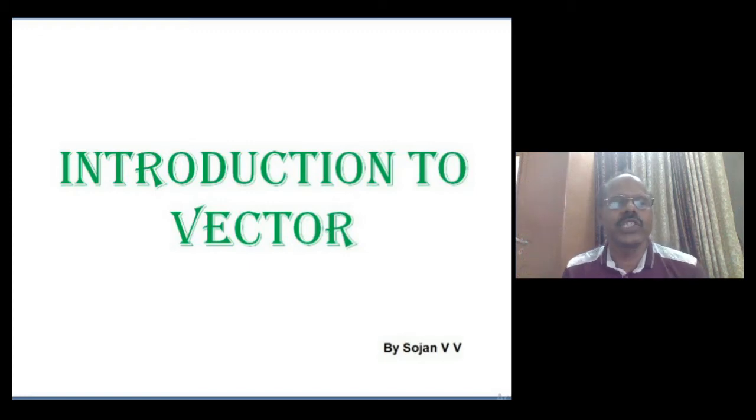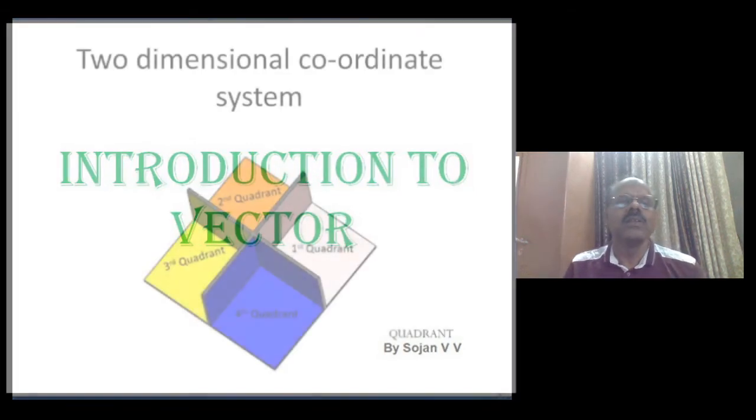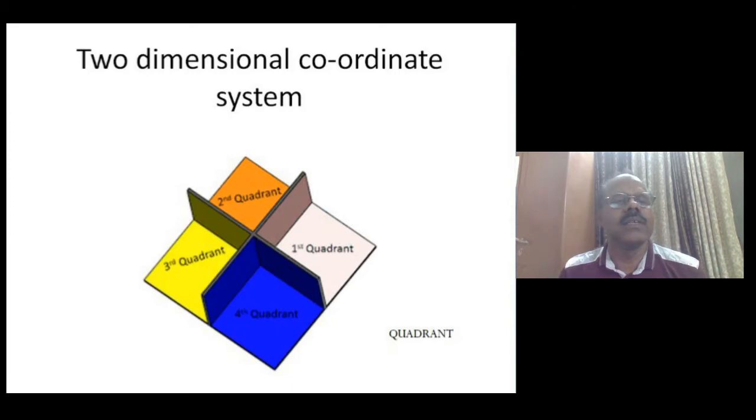Hi all, introduction to vector. Let us see what is a two-dimensional coordinate system. A two-dimensional coordinate system is created by two axes, the x axis as well as the y axis. This will divide the space into four quadrants: first quadrant, second quadrant, third quadrant and fourth quadrant.